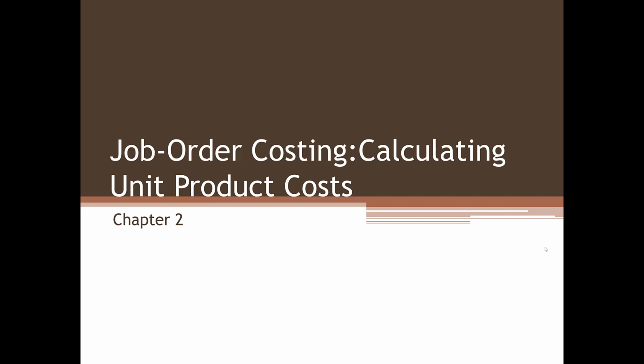In manufacturing companies, managers need to assign costs to products to facilitate external financial reporting and internal decision-making. Chapter 2 illustrates a job order costing system to calculate unit product costs. In practice, companies normally assign costs to their products and services for two main reasons.